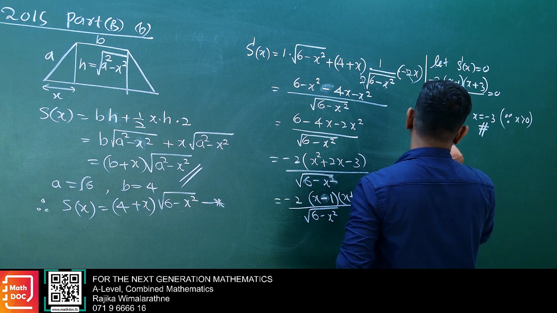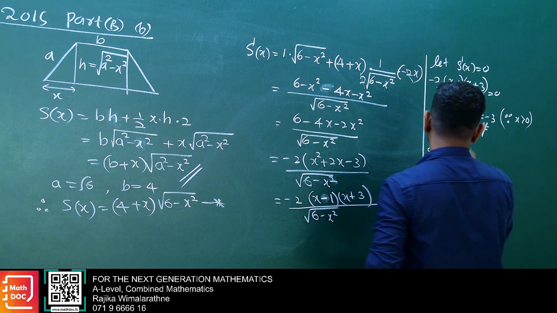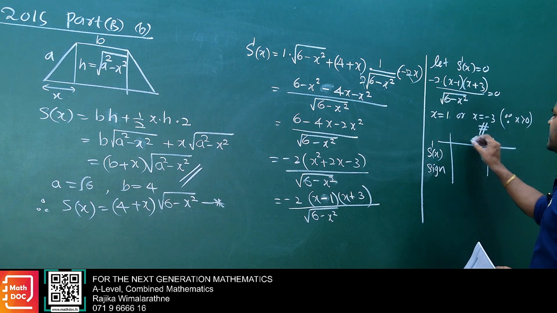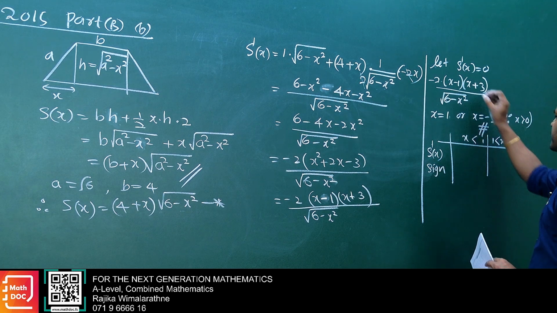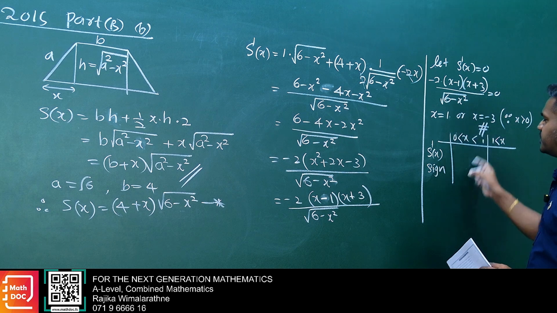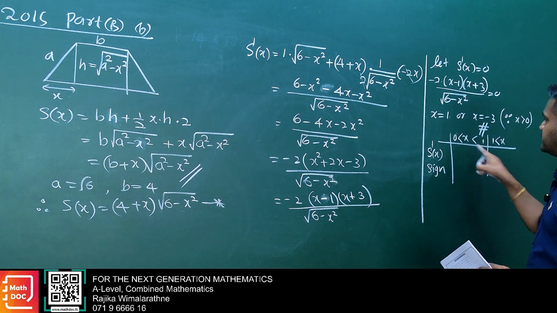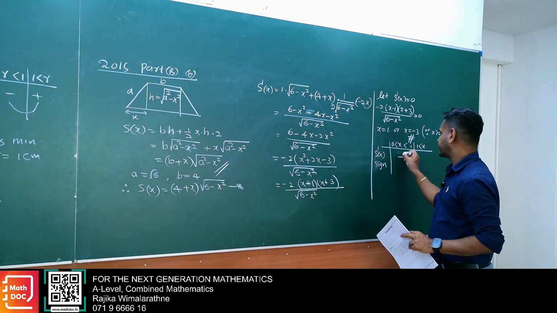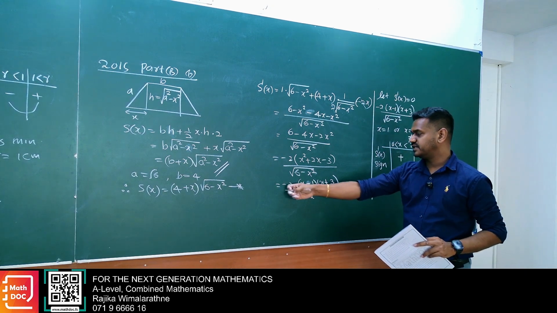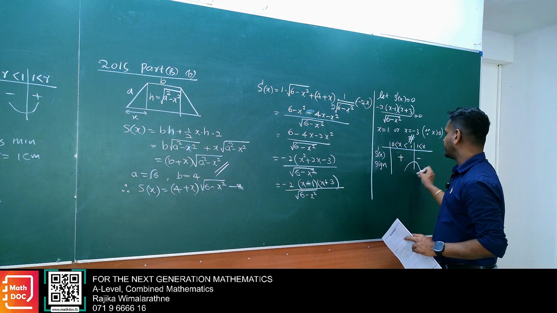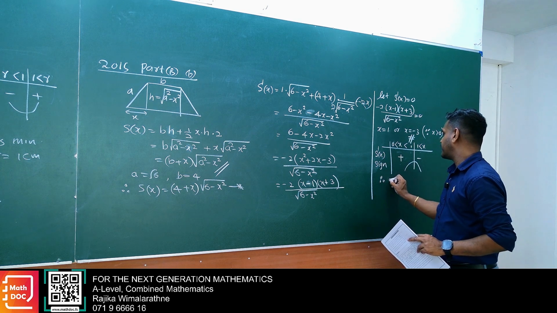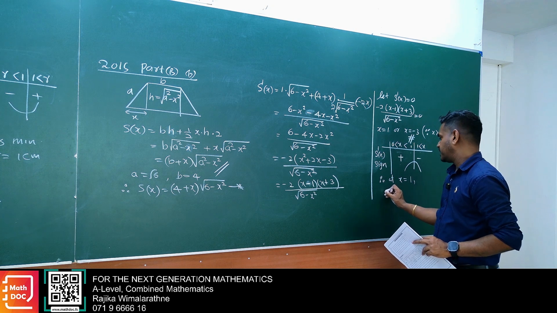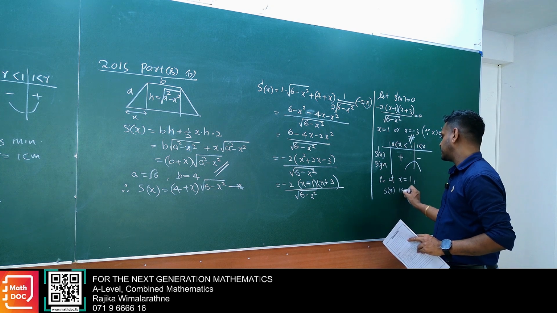Now you check the sign of S dash X. You consider only this one: less than 1, greater than 1. For 0 to 1, S dash is positive; for greater than 1, it is negative. Plus to minus means maximum. Therefore, at X equal 1, S(X) is maximum.